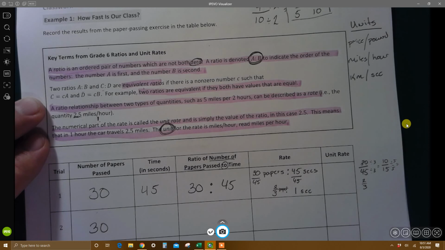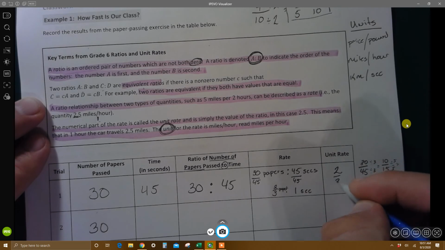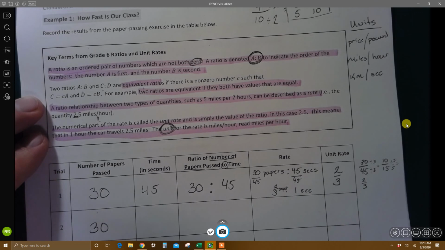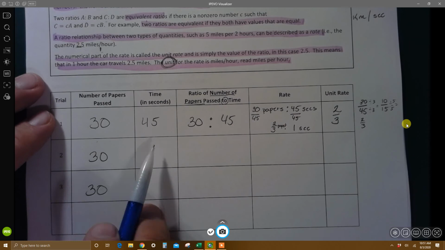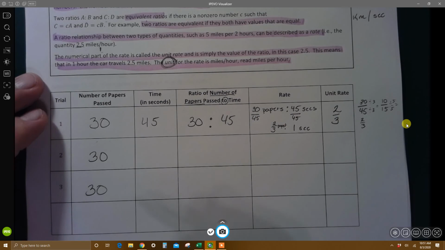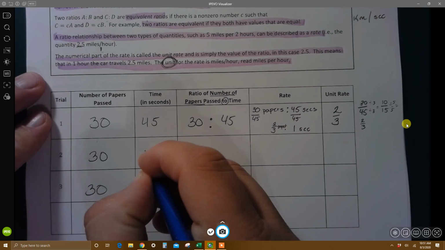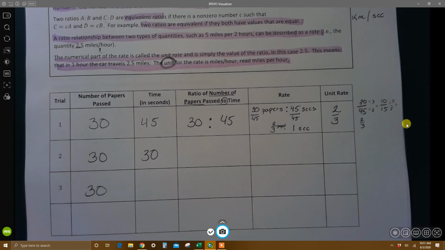So what's my unit rate? Correct. It's 2/3. Okay. Now, let's say we pass out a second time. I think we do better this time, and we get them out in 30 seconds.